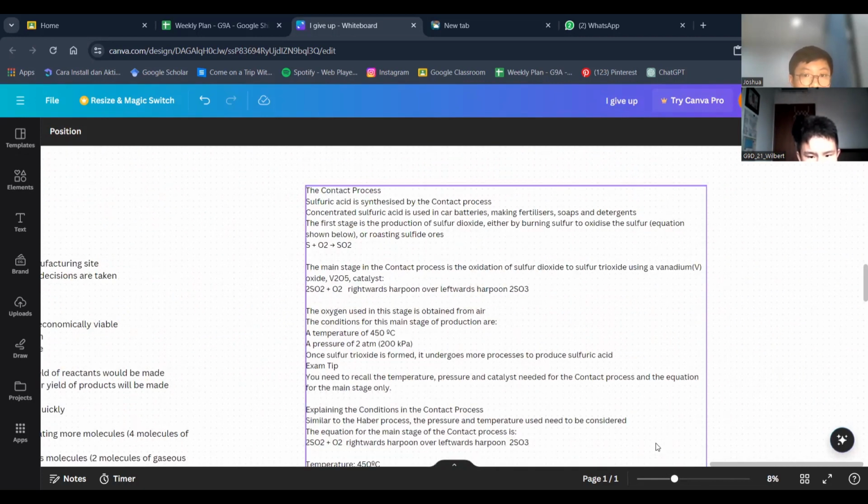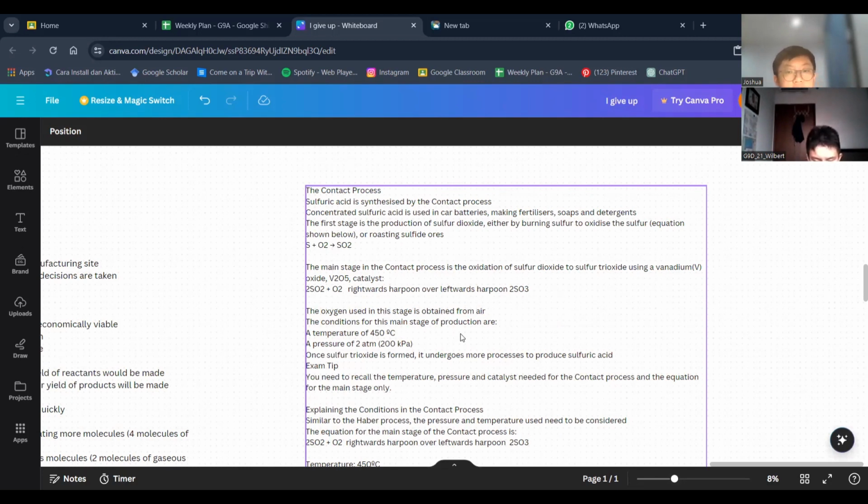Next, I think, yes, the contact process. Sulfuric acid is made by this process. As you can see, S plus O2 reacts to form SO2. The main stage in the contact process is the oxidation of sulfur dioxide to sulfur trioxide by using vanadium oxide, V2O5, which is the catalyst for this process. So 2SO2 plus O2 reversible arrows 2SO3.